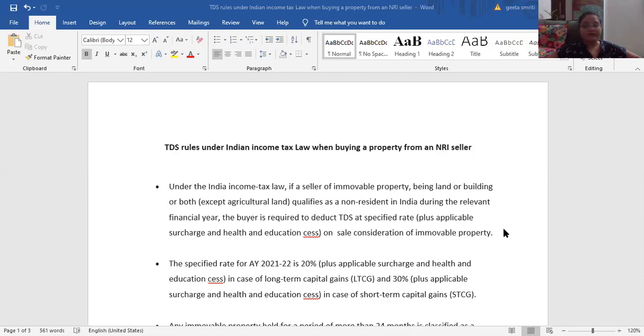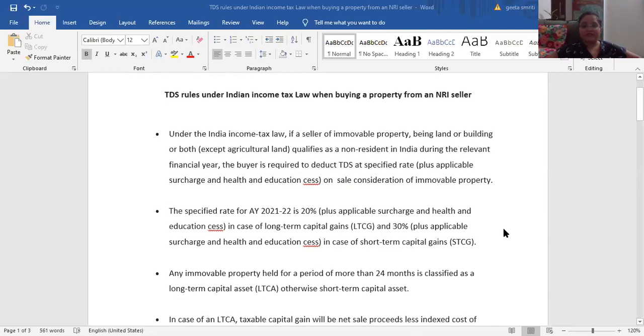And what is the rate of TDS? The rate of TDS, as for the assessment year 2021-22, is 20% plus any surcharge if applicable, plus 4% health and education cess in case of long-term capital gain. And it is 30% plus surcharge plus health and education cess in case of short-term capital gains. When is it long-term capital gain and when is it short-term capital gain?